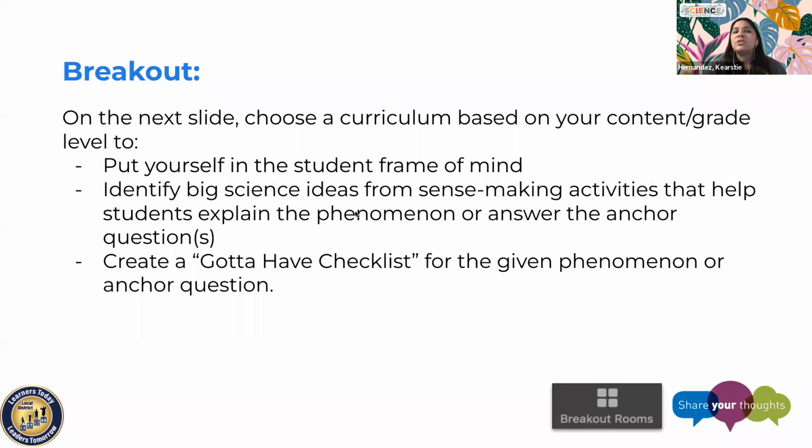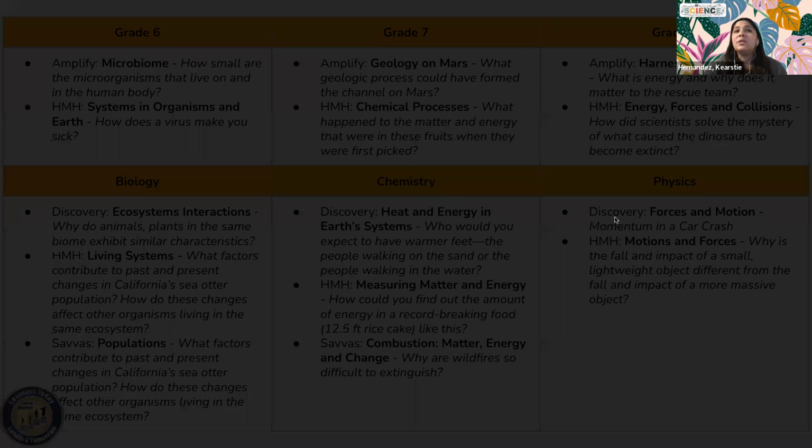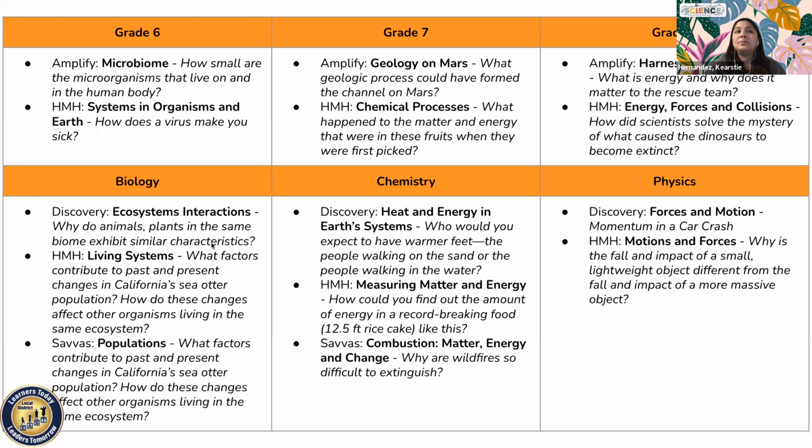What you're going to do is try to think about the big science ideas that would be brought forth from sense-making activities to help explain those phenomena or answer those questions. And then create a gotta have checklist for that given phenomenon or anchor question. In the participant deck, you have access to these. We chose one; they're parallel units, so they should all be roughly the same no matter your curriculum. I say roughly because they reorder them a little differently sometimes.